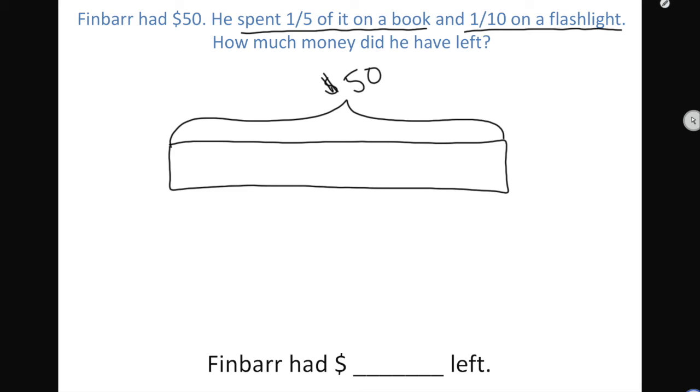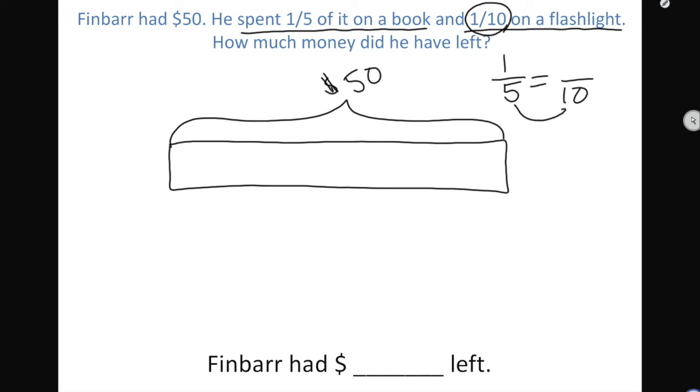Now, if I were to split this bar up into 5 parts, I would label one of them book. But then it would be hard to also show 1/10 that was spent on a flashlight. So I actually want to create an equivalent fraction here. I want to show what 1/5 would equal if it were out of 10 instead. Oh, that's supposed to be an equal sign.